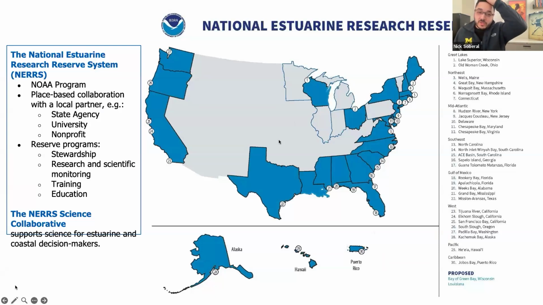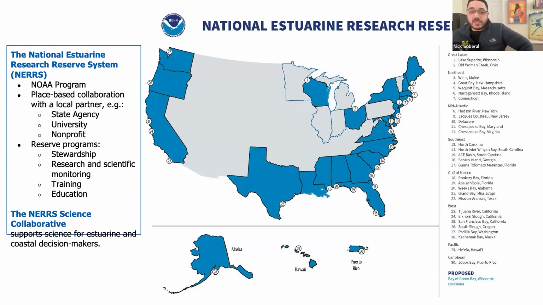So the National Estuarine Research Reserve System is a national network of 30 unique reserves as shown on this map. This is a NOAA program that works in collaboration with a local place-based partner, either a state agency, university, or nonprofit at each site. Each reserve site includes programs focused on the activities you see on each slide here, which is land stewardship, research and scientific monitoring, training programs to the public and local officials, and education.